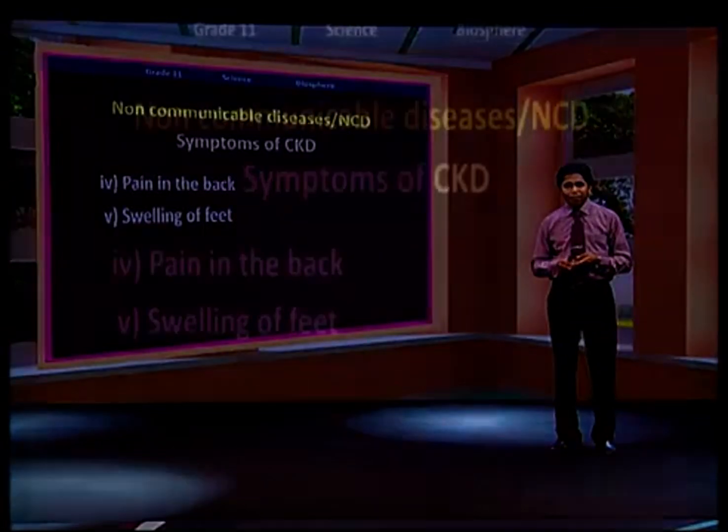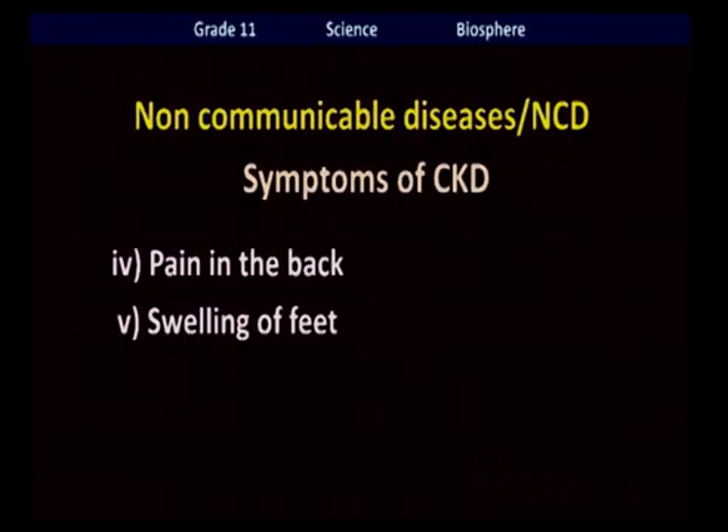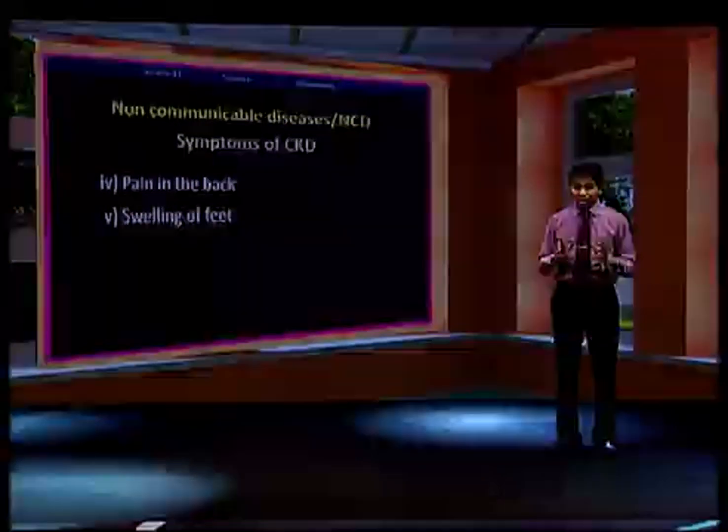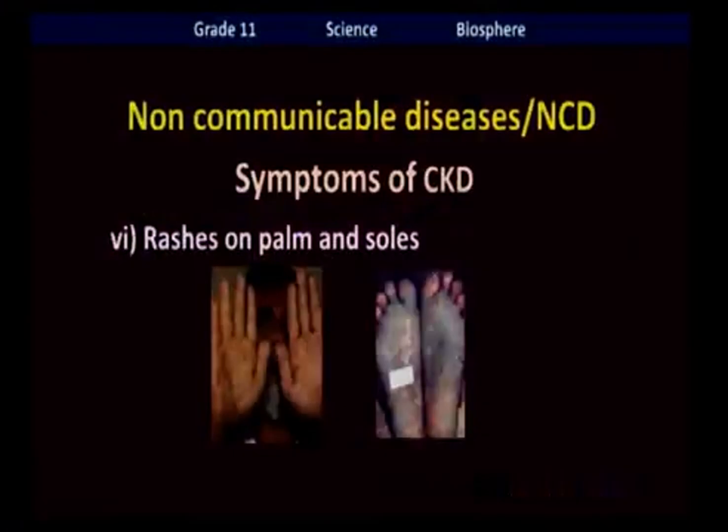Number 4, pain in the back and swelling of feet, because urea, creatinine, uric acid, protein and other unwanted excretory products get accumulated in the body fluid. It can cause swelling of some parts of the body, because the kidney fails to filter blood. So urea, uric acid and creatinine levels in blood increase. In the severe stage, you have to purify your blood artificially using a machine. We call it dialysis. Next one, rashes on the palm and the sole. This is also a symptom of chronic kidney disease.